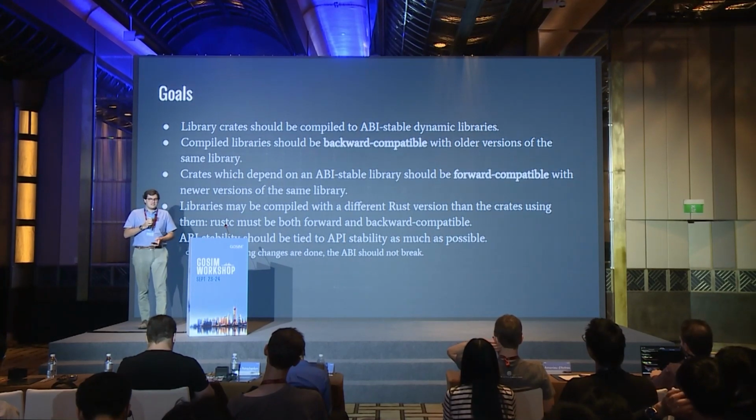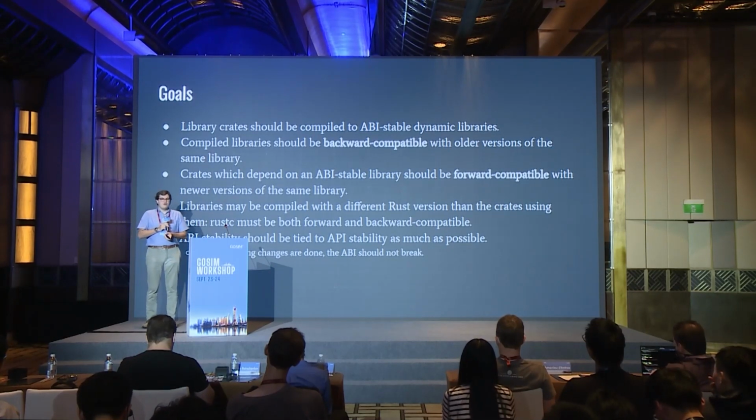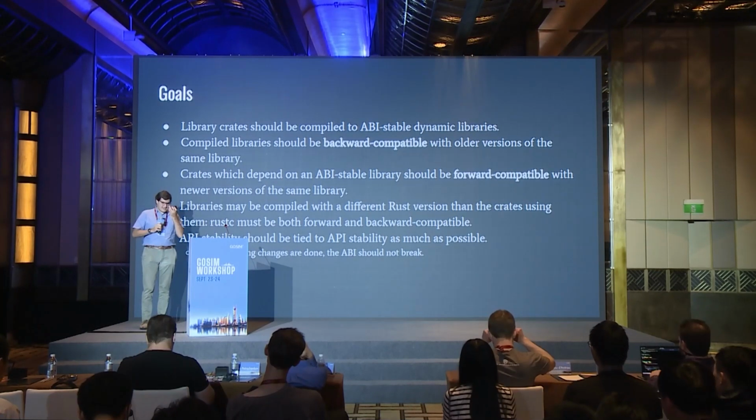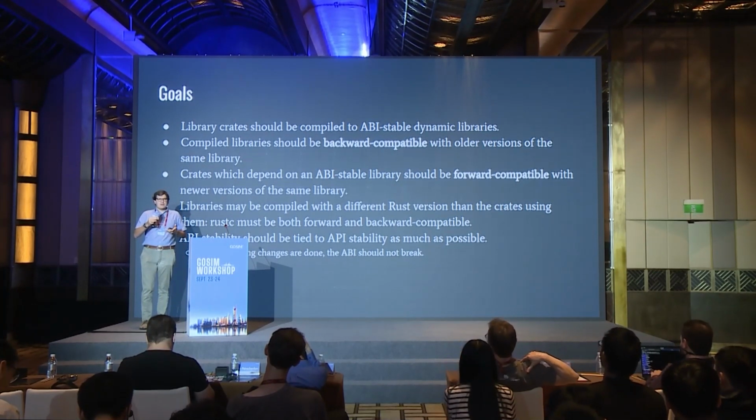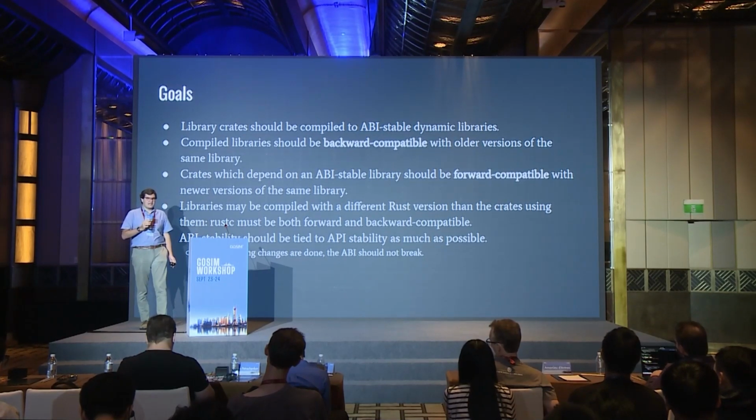Now, crates which depend on an ABI stable library should be forward compatible with newer versions of the same library. So in this case, this means that if I have an application that uses a particular library, this application must not rely on any private implementation details of that library, because those may change in a future version.